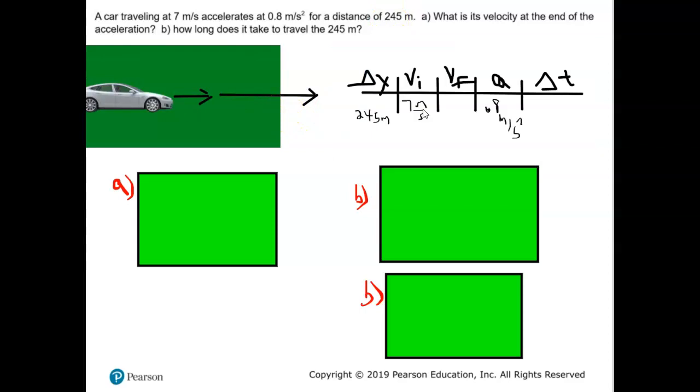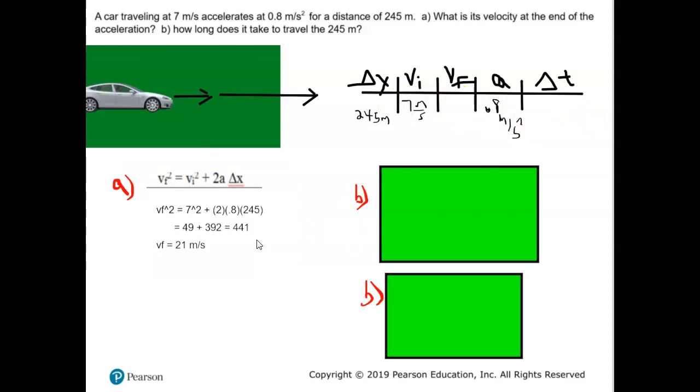If we fill in our chart, I've already done this for you. 7 meters per second, that's the initial velocity. 0.8 meters per second squared, that's the acceleration. The distance traveled, or the displacement, is going to be 245 meters in that time period. We're looking for the velocity final, so we're looking for VF. So in part A, I need an equation with these three, or the one without time. That was the same equation we just used, the squared one. And I just plugged in and did the math.